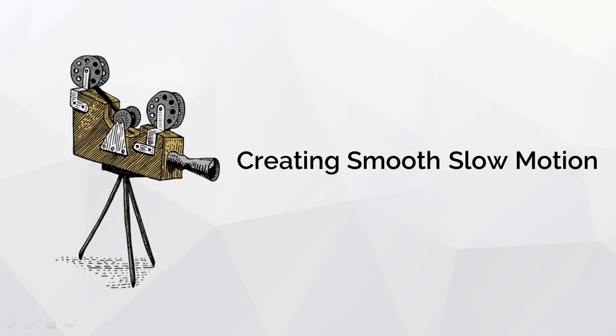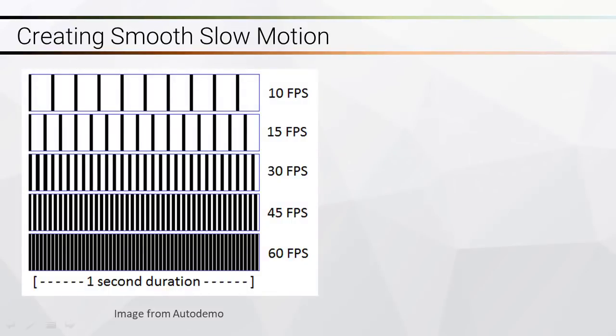Last but not least, we are going to show you how to use PowerDirector to create a very smooth slow motion. The concept of slow motion is explained well in this image I found from the auto demo. This is at the same 1 second duration. You can see this is 10 frames per second, and that's 30, and that's 60. So 60 FPS definitely has more video content within 1 second.